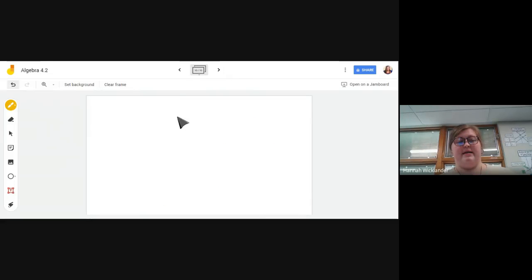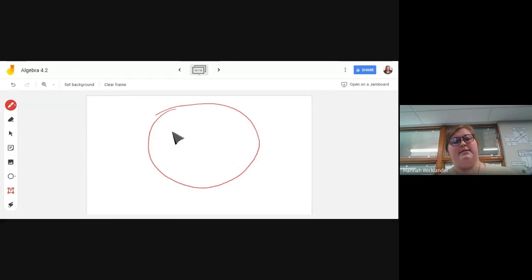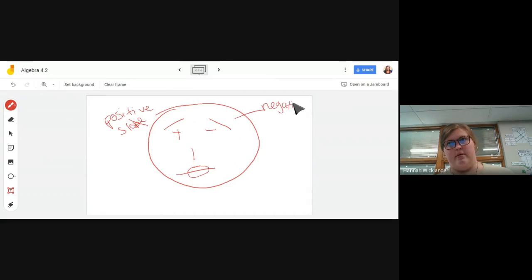So once again, I wanted to give you Mr. Slopey. Ooh, that was a terrible circle. Not much better, but oh well. Okay, so I have a positive slope and a negative slope for his eyebrows. I have no slope for his nose and a 0 slope for his mouth. So positive slope, negative slope, no slope, and 0 slope.